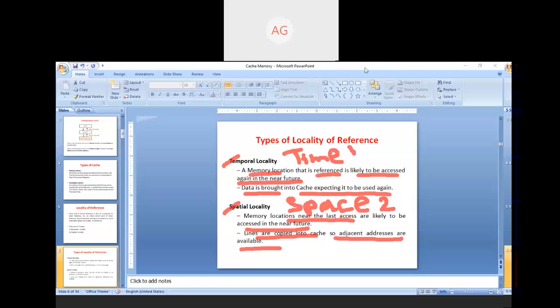So do all of you understand this concept? Just write in the chat box. Okay. So moving to the next slide.